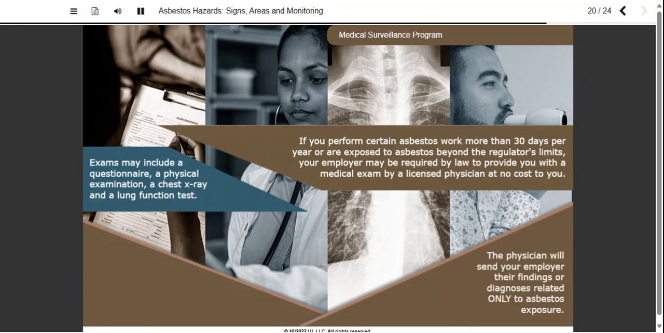The physician will send your employer their findings or diagnoses related only to asbestos exposure. The physician will not provide your employer with any of your health information that does not relate to asbestos exposure.